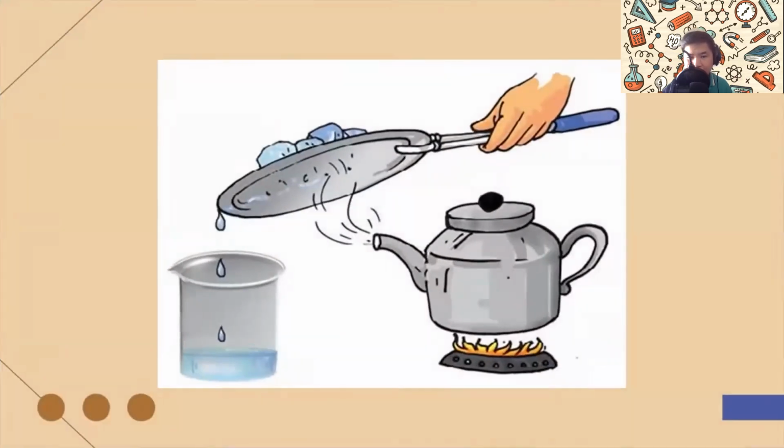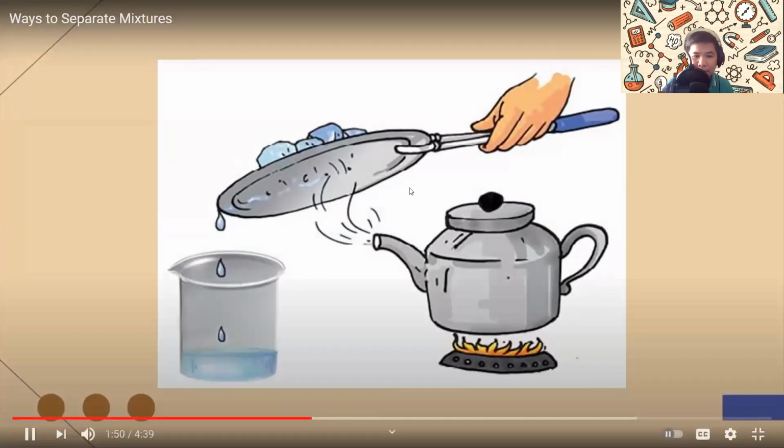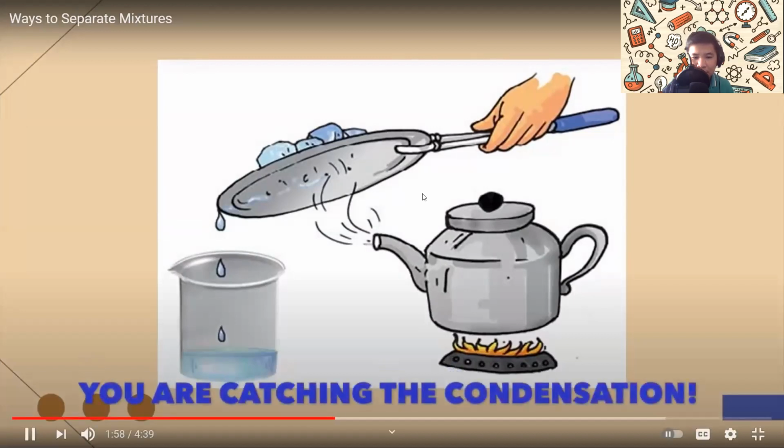So here's an example of how you can get water that you can drink from salt water. So you take the salt water and you put it in the kettle, you boil the water, and it evaporates. As it evaporates, you catch it with that lid with ice cubes on the top and have it drip into another beaker.